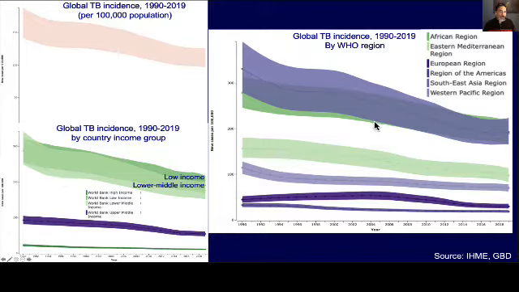You can also see the trend by region of the world. So the African region here in green and also the Southeast Asia region are among those that have the highest TB incidence rates in the world. And you can see that it's declining, but there are still major disparities in TB incidence by income and by geography.